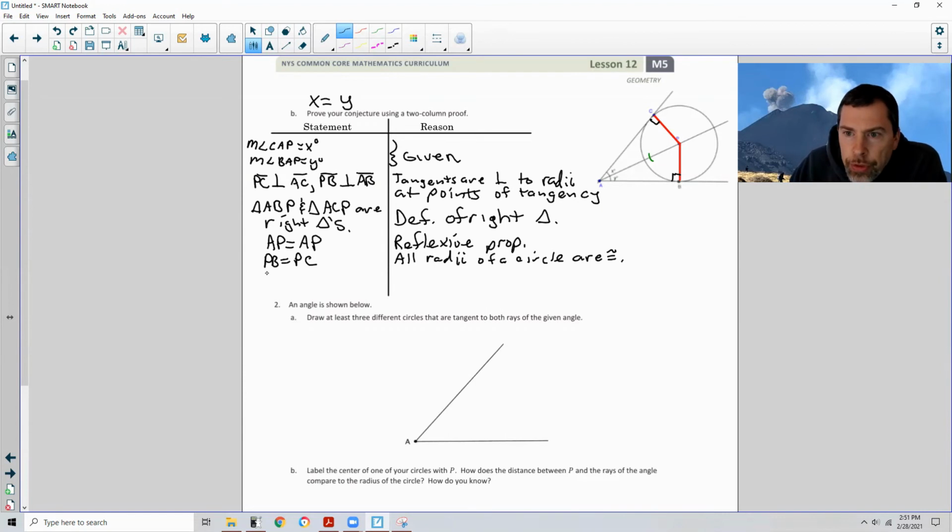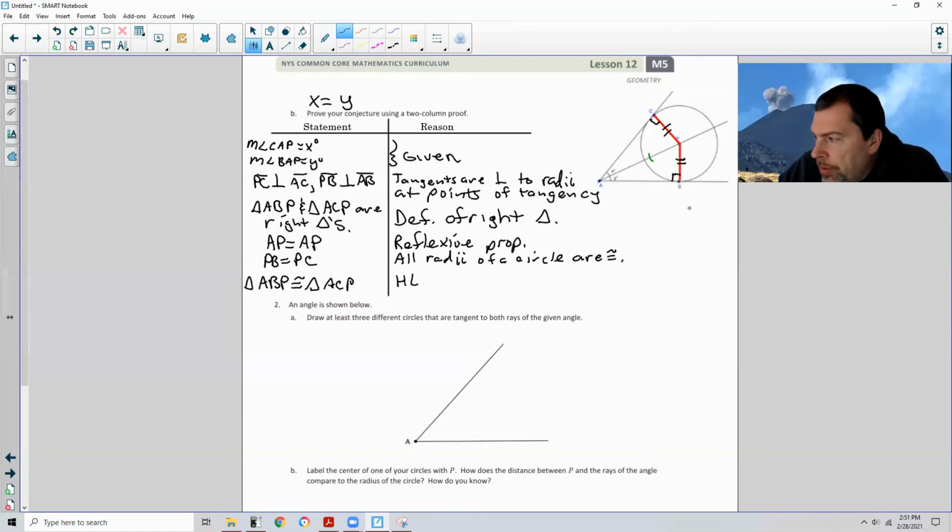All right, so what do we know now? Well, we just said that this side is congruent to itself, which is the hypotenuse of triangle ABP, and it's the hypotenuse of triangle ACP. We just said that the radius, which is one of the legs, the shorter leg of the right triangle, are congruent. So now we have a hypotenuse and a leg in a right triangle. So now I can say triangle ABP is congruent to triangle ACP. And the reason is hypotenuse, leg.